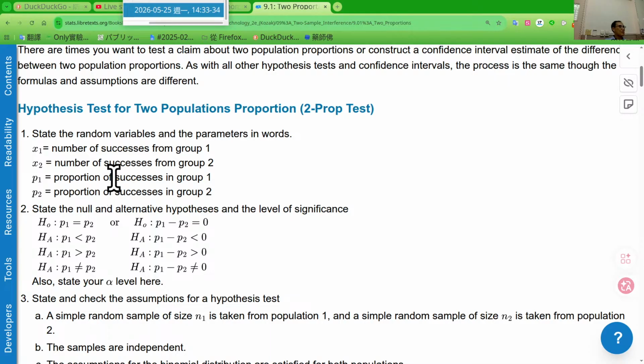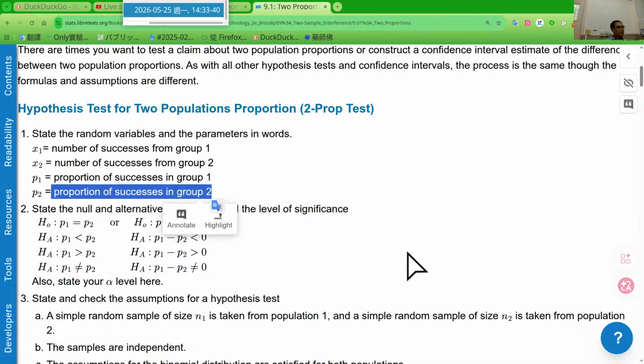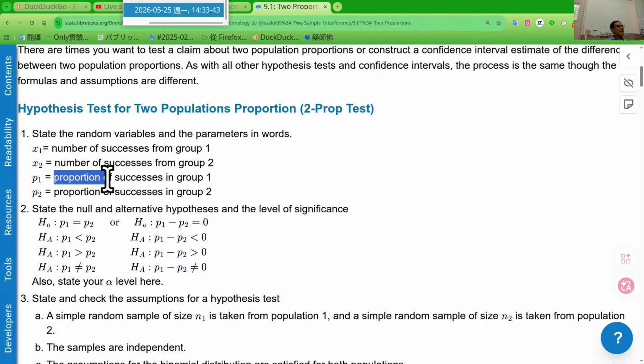P1, the proportion of successes in group 1. P2, the proportion of successes in group 2. So what's the proportion? The number divided by the total number is the proportion.